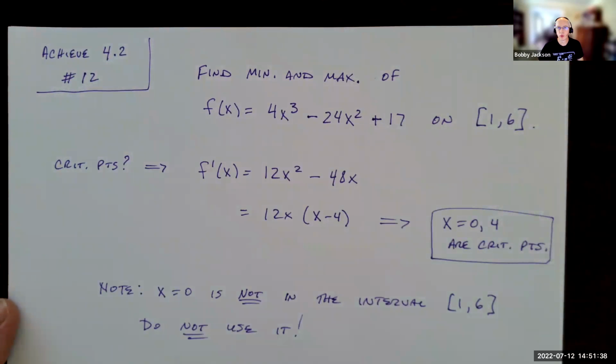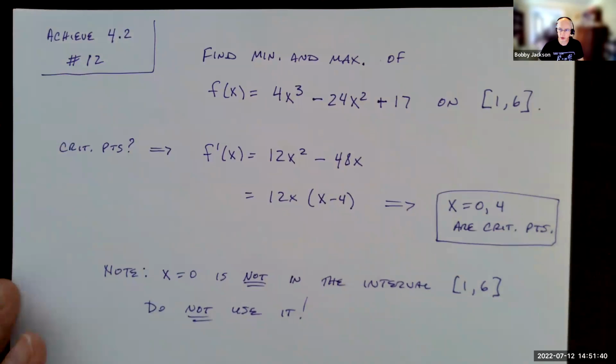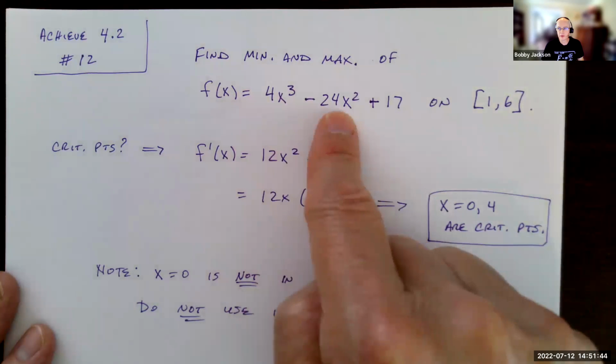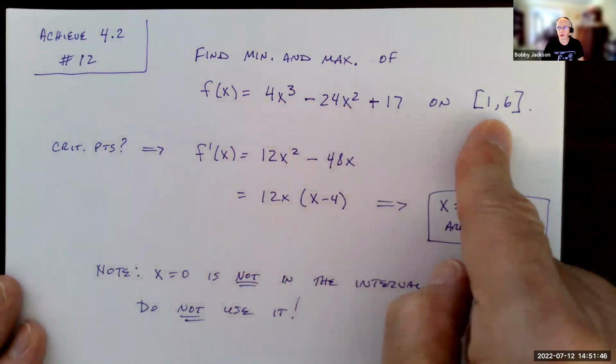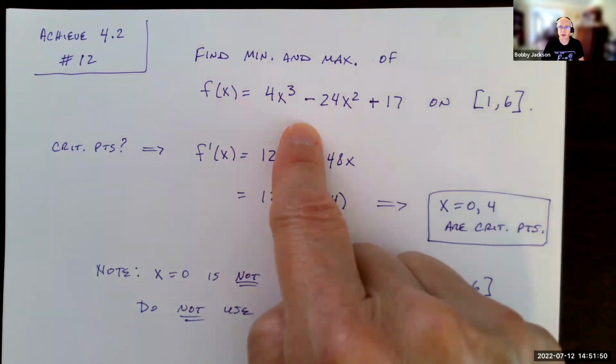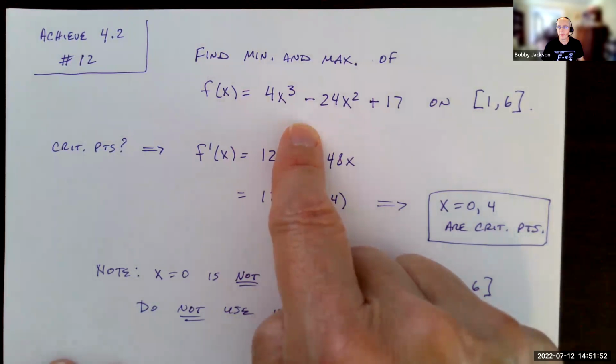Let's take a look at number 12 in section 4.2 of Achieve. Here, we're defining the minimum and maximum for this function on this closed interval from 1 to 6. So you should have some polynomial function similar to this in your problem. And they give you directions specifically how they want you to do that.